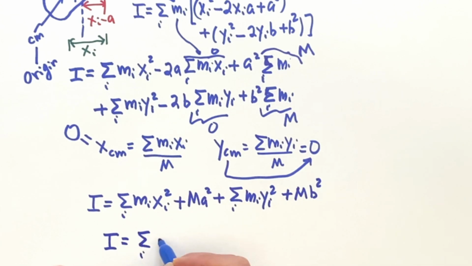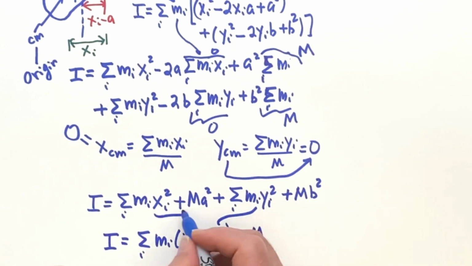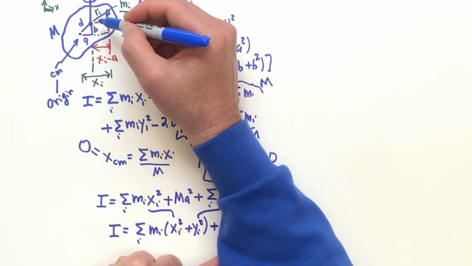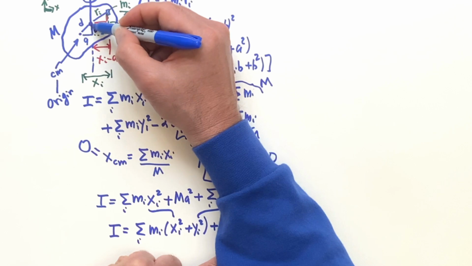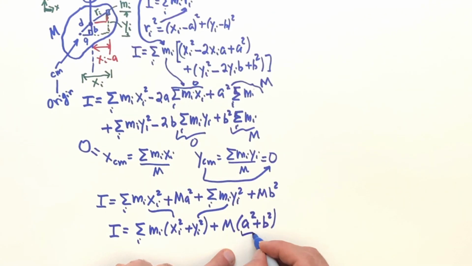Then we can write this as the sum of mi xi squared plus yi squared. We're combining these two. And then we have m, we combine this one with the last term. And that's going to be a squared plus b squared. Now, a squared plus b squared, remember that a is here. By the Pythagorean theorem, that's going to be the distance your axis is from the center of mass. It's squared, d squared. So this is d squared.